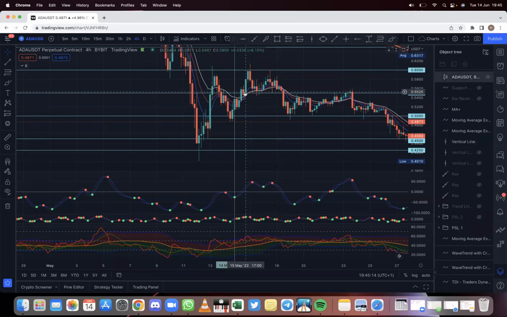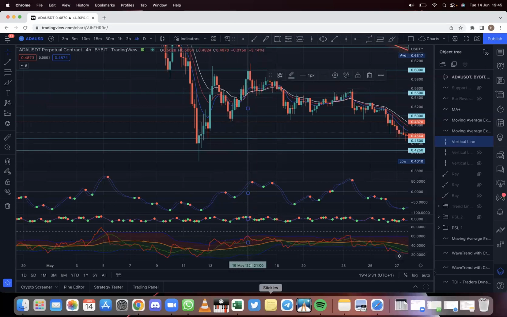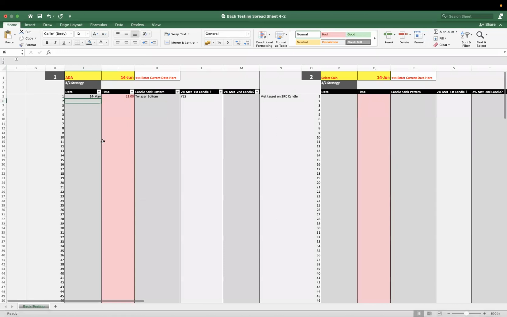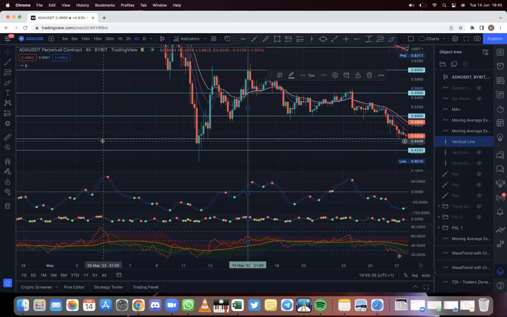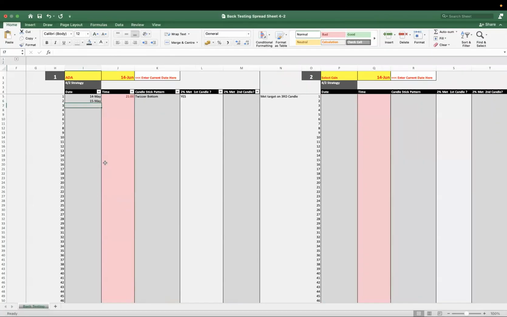Yeah, this one, it's a bullish engulfing, right? So we have this candle, we have this bullish engulfing. So we would have gone into the trade on this one. So what date was it? Let's pull this across and put it down there. It was the 15th of May. So that's the next day, 15th, let's say 05. The time was 21, the same time as the previous day.